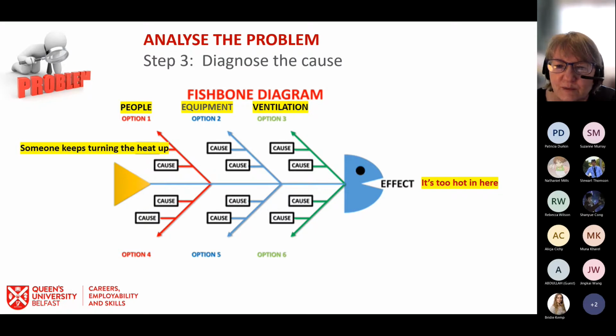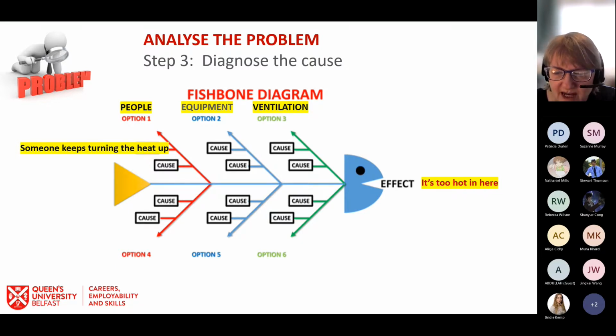Step 3 in problem solving is to diagnose the cause. Now, the Kepner-Tregoe method for systematically defining the problem also often indicates the cause, or at least narrows it down to a few likely possibilities. But an alternative approach is to use a cause and effect diagram, which is also called a fishbone diagram. I'm sure many of you have seen these before.